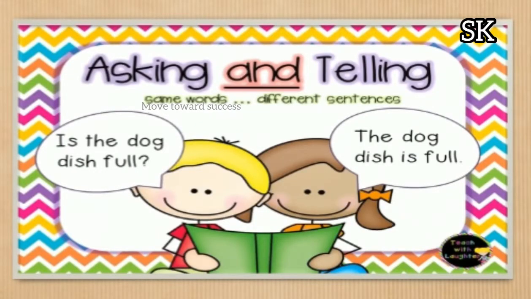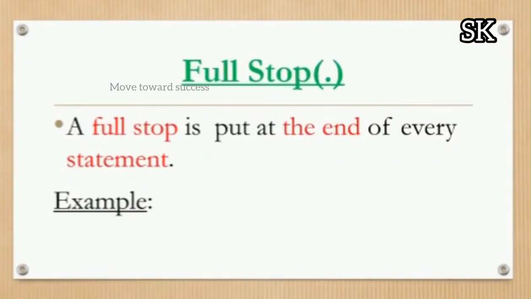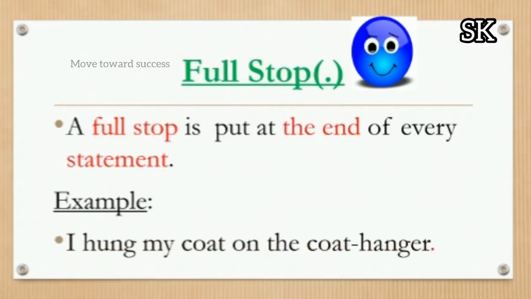First of all, I want to just discuss with you few punctuation marks that are used in sentences. Number one is full stop. A full stop is put at the end of every statement. For example, I hung my coat on the coat hanger. So here you can see the sentence starts with the capital letter and it will end with the full stop.